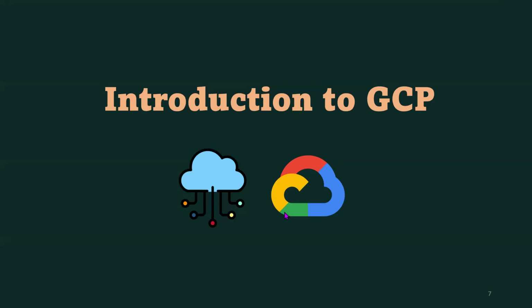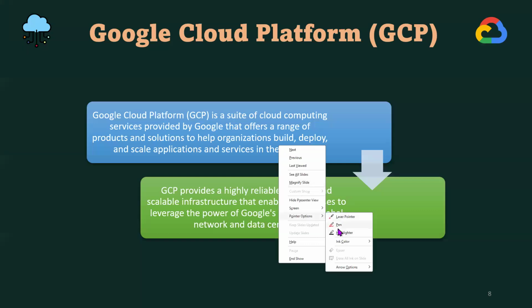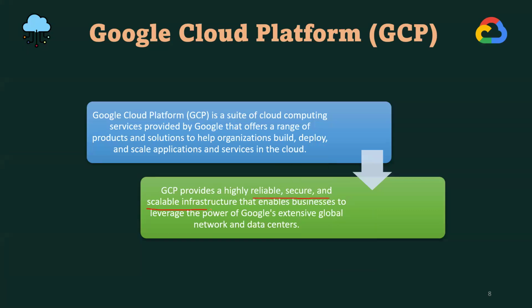So what is Google Cloud Platform? We have seen. Google Cloud Platform is one of the leading cloud providers, which provides cloud computing services for organizations to build applications, deploy applications, and scale applications and services in the cloud. It provides highly reliable, secure, and scalable infrastructure, and this infrastructure is available throughout the world. Even in India, we have two data centers available, in Mumbai and Delhi.